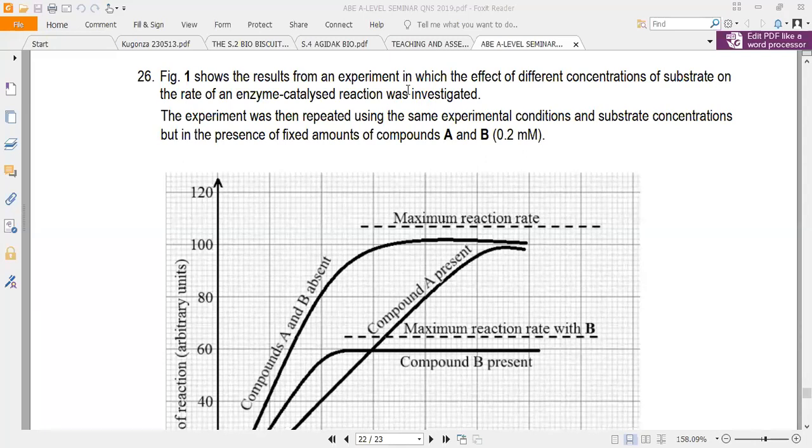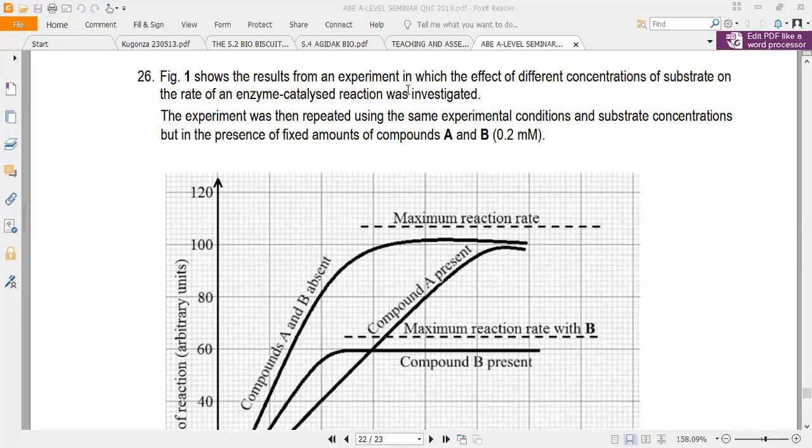Now, still without going to the graph, have you understood the meaning of that statement? If you've not yet understood it, don't rush to the next step. So here they are saying that the experiment of looking at the effect of different concentrations on the rate of enzyme activity was repeated, and they used the same conditions. The only difference was that now, on top of these different concentrations of the substrate, they added amounts of compound A, and amounts of compound B.